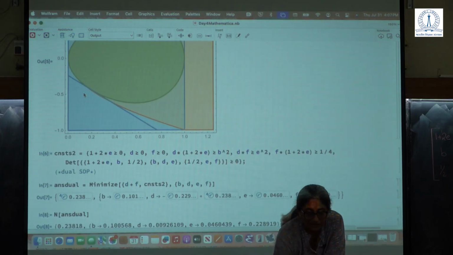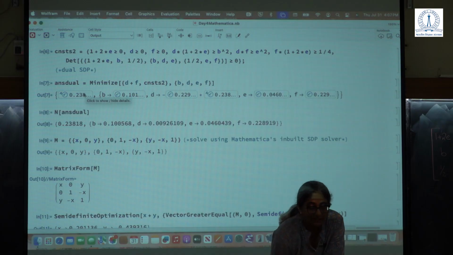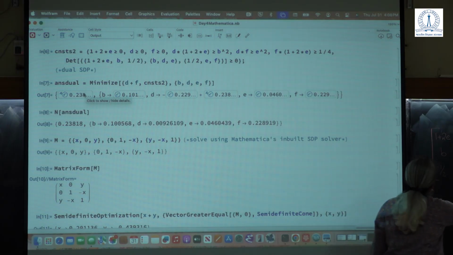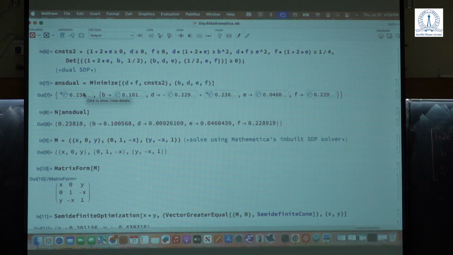Okay, so now in this next piece, let's put it at the top, what I'm calling CNSTS2, I'm going to enter all the principal minors of this.